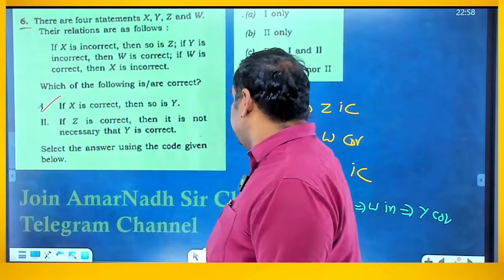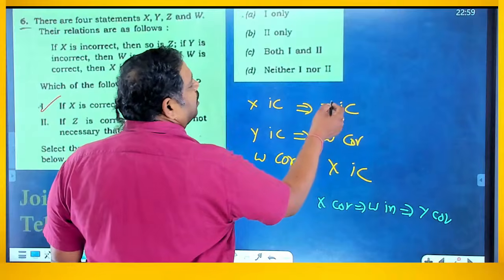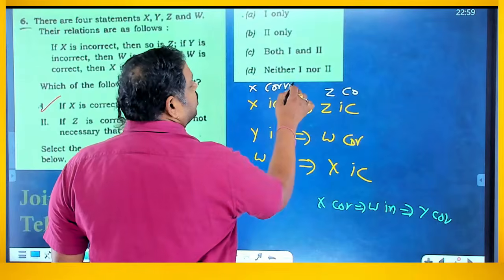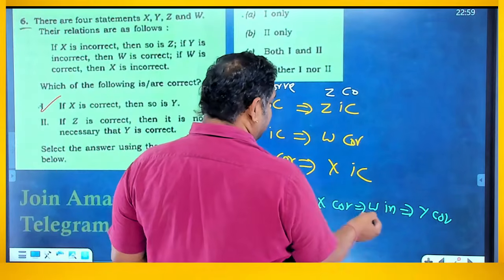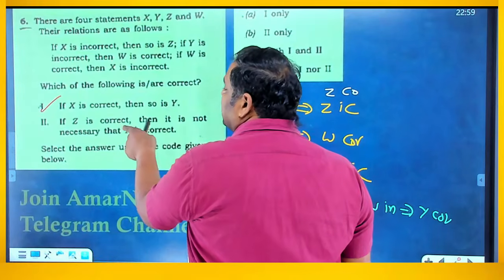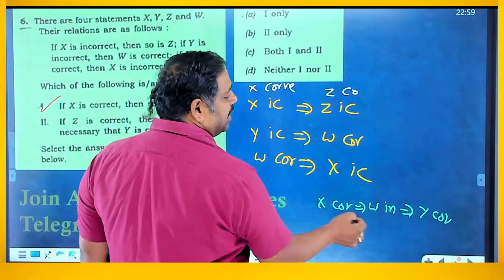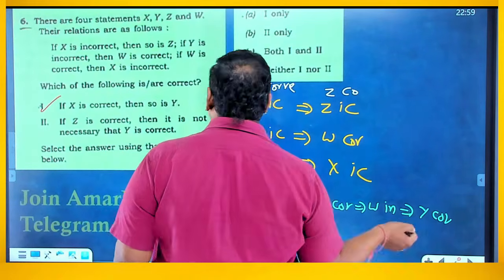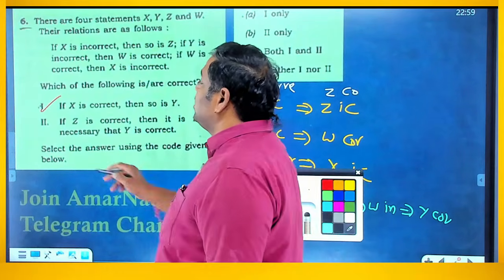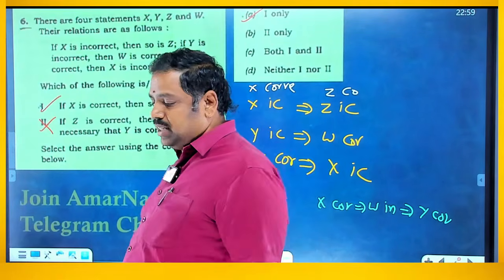Now go to the second one. Observe, if Z is correct, that means you can say X is correct. Is it right? If X is correct, these all things again I can say, right? If Z is correct, then it is not necessary that Y is correct. But if Z is correct, automatically X will be correct, na? If X is correct, automatically Y gets correct, na? But he is saying that Y is no need to become correct, right? But that is wrong one, right? So automatically this is invalid. So that means only one follows is the right answer.